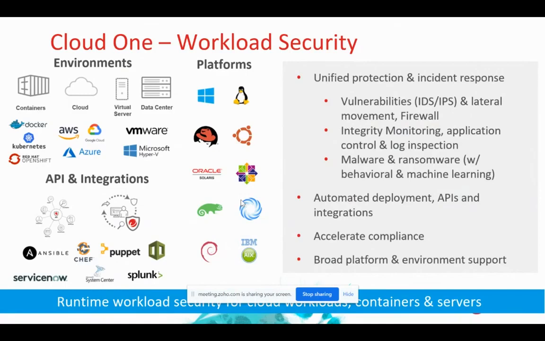Malware, ransomware behavior, and machine learning are also possible. And automated deployment, API and integration accelerate compliance, with broad platform and environment support. As I said, this is platform independent. It will support thousands of kernels and everything. So you don't have to face any problem with the platform or kernel versions.